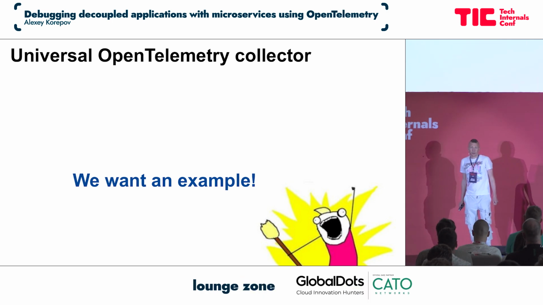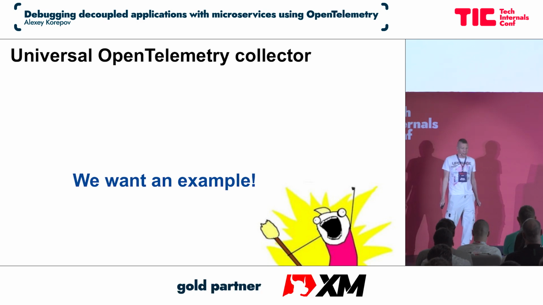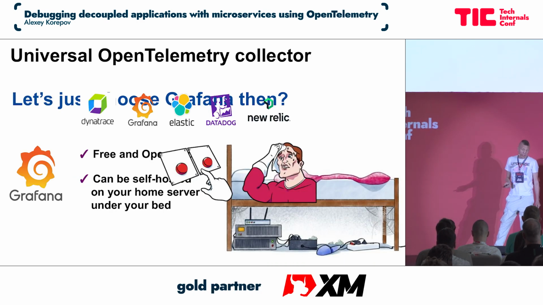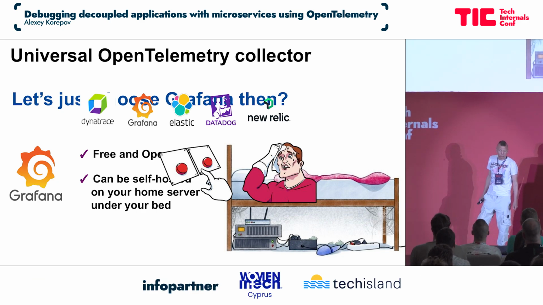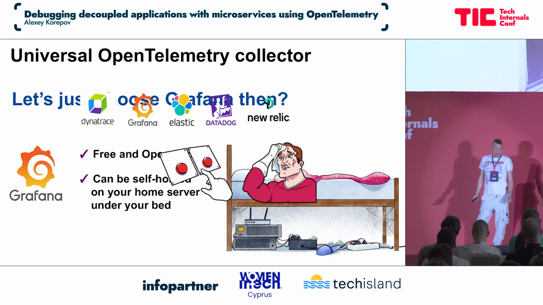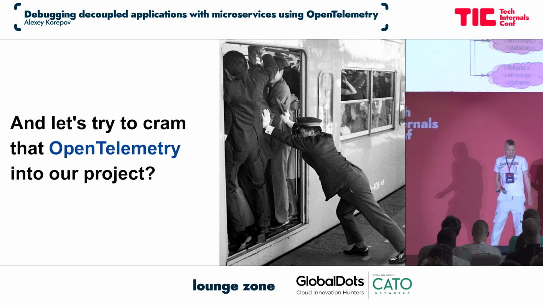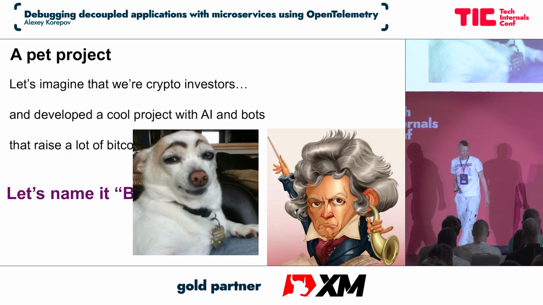And now I think it's a good time to show you an example. But we have to choose one of the vendors. For example, from this list, let's choose Grafana, because it's free and open source and can be self-hosted on your home server under your bed. And let's try to cram OpenTelemetry into our project. Oh, no, not that project, a pet project.